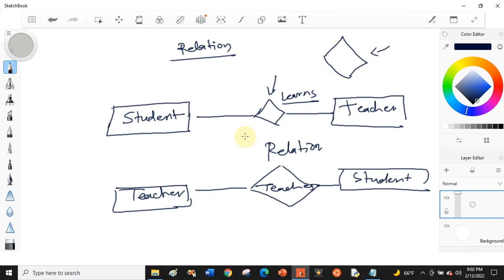So I think you understood. Congratulations. What is the meaning of entity and relations? Now we will explore in detail what the attributes of an entity are, and what the different kinds of entity in the DBMS are. So let's start that.